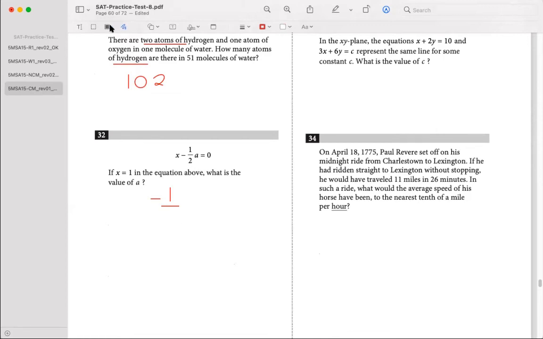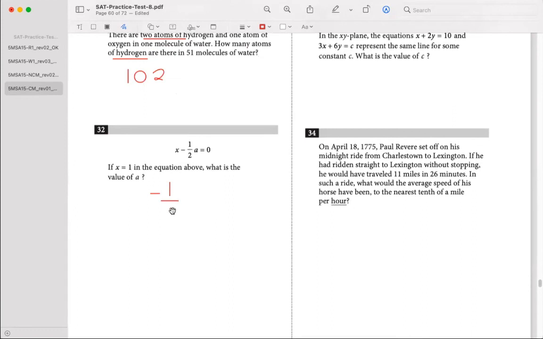Okay, my computer has decided to not work with me. So you're substituting 1: 1 minus 1/2 times a equals 0. Subtract the 1: negative 1/2 a equals negative 1. Multiply by 2 over 1 to cancel out the fraction, so negative 1 times negative 2 is positive 2. a equals positive 2.